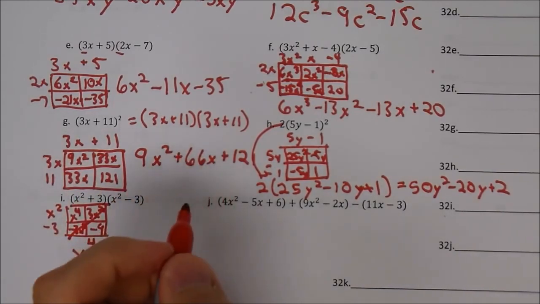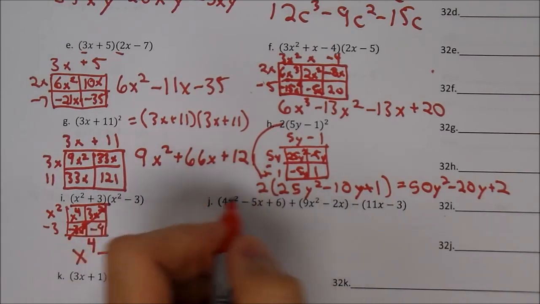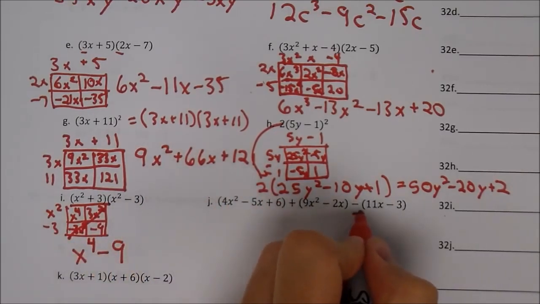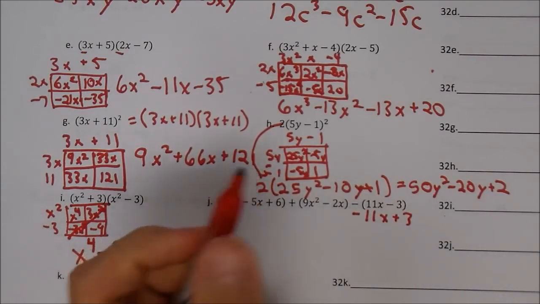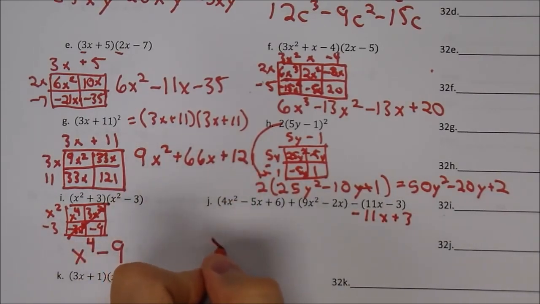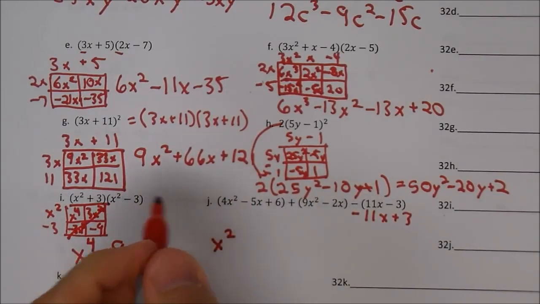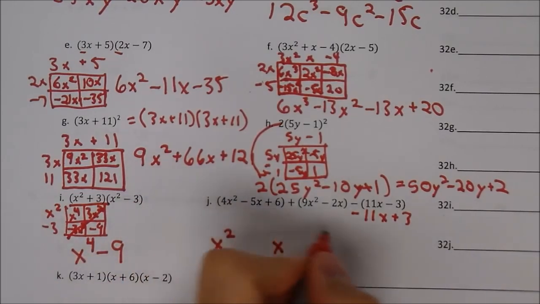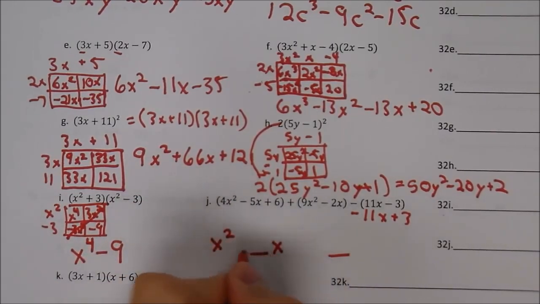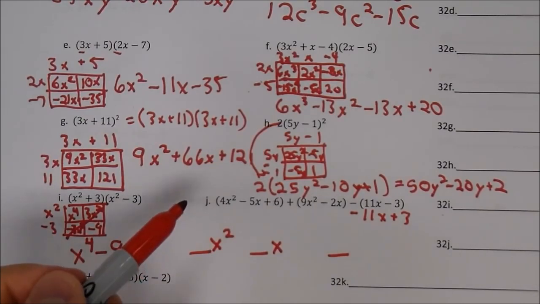Last for j, it's going to be combining some terms here. I'm going to go through and make this negative 11x plus 3. I don't want to forget to distribute the negative out. And really, I look, my largest exponent is an x squared. I got an x, and I'm going to have a constant. So I need to figure out how much I have of each.